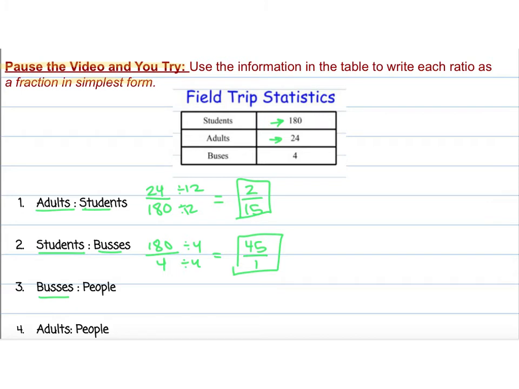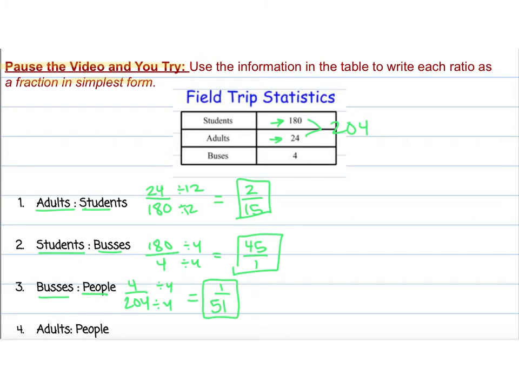Number 3, buses to people. Again, buses is first, so that's my numerator. Now, when it says people, well, students are people and adults are people, so we are looking at this total. We add them together. So with students and adults, that equals 204. So my denominator on this one would be 204. Okay. Simplify, I can divide the top and bottom by 4, which is 1/51. So as a ratio in simplest form, 1 to 51. 1 bus to 51 people.